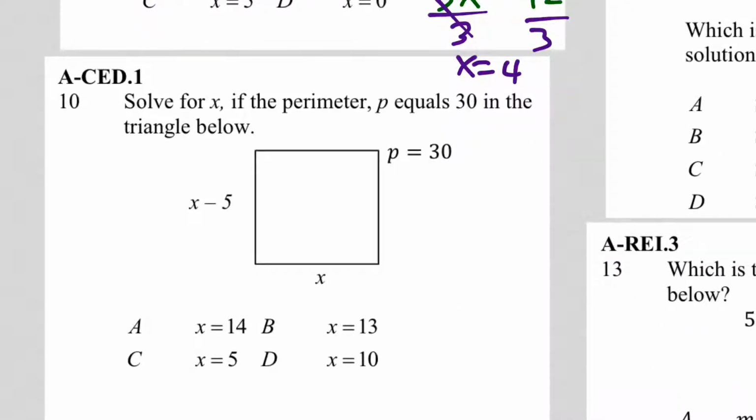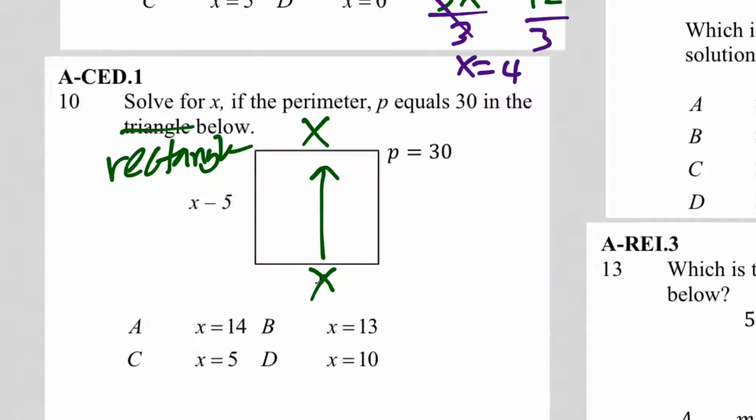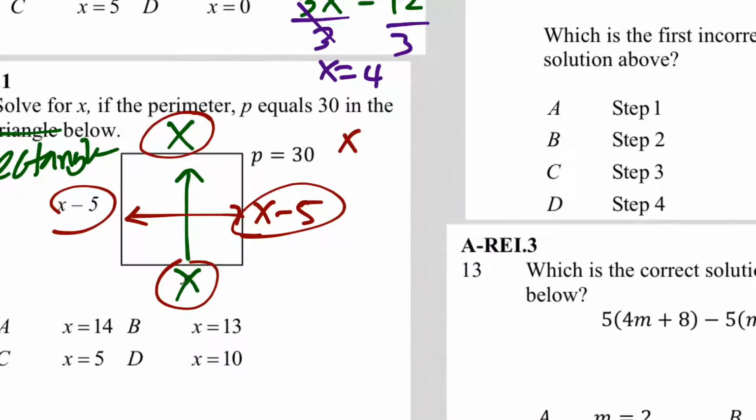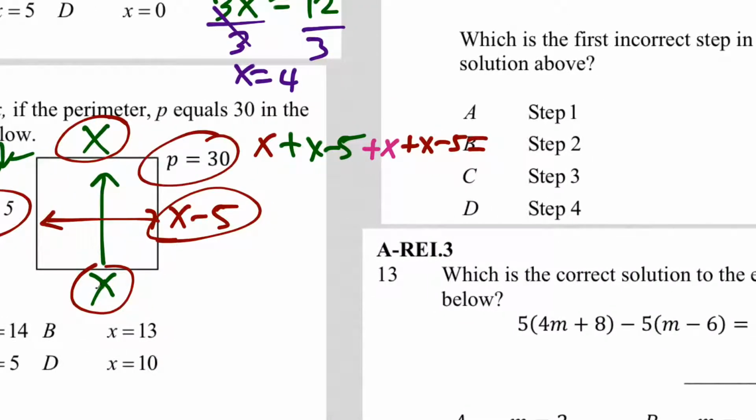Same type of question, except this time they give us a square, not a triangle. It's a square. So I know that the properties of a square are actually it's a rectangle, not a square. Opposite sides are congruent, so it means the top has to be x because the bottom is x, and the right side has to be x minus 5 because the left side is x minus 5. So I'm going to add up all my sides. So I have an x, I have an x minus 5, I have another x, and I have another x minus 5. And together, these are going to equal the whole perimeter, which is 30.